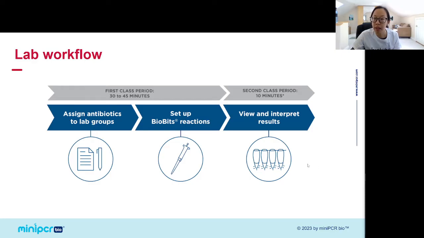So the lab itself is very straightforward and quick. In the first class period, you'll have your students set up their reactions, which takes about 30 to 45 minutes, so it fits in nicely in a class period. And in this lab, we actually have you split the lab groups where half of them are going to test one of the antibiotics and the other half is going to test the other. In the end, everybody in the class is going to pull their results together to make conclusions together. Then when they come back to the next class period, after they're all done setting up their reactions, they can observe their final results, and that's when they pull all their results together and compare.